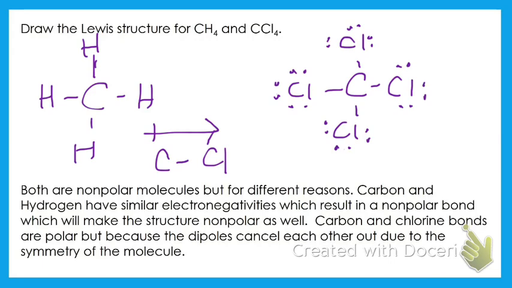So what I would do is draw my dipoles like this, and show that the dipoles cancel out. So although the carbon-chlorine bonds are polar, the overall carbon tetrachloride molecule is nonpolar because these dipoles are canceling out. Because if I look, this is partially negative all the way around. They cancel each other out. Okay? So you would say the dipoles cancel.